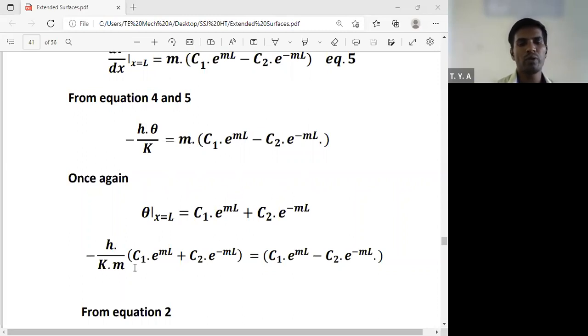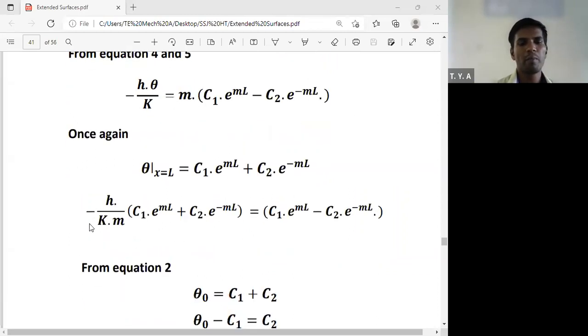Okay, so all of you put that value. So what is the equation? Minus h divided by k into m.